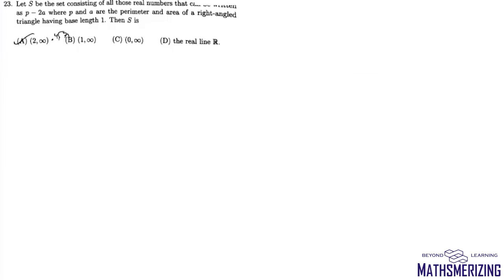Now question number 23 is, let S be the set consisting of all those real numbers which can be written as P minus 2a, where P and A are perimeter and area of a right angle triangle having base length 1. So we have this right angle triangle, and the base length is 1. Area is half, base into height. Base is 1, so height is 2a, and if perimeter is P, then this third side will be P minus 2a minus 1.